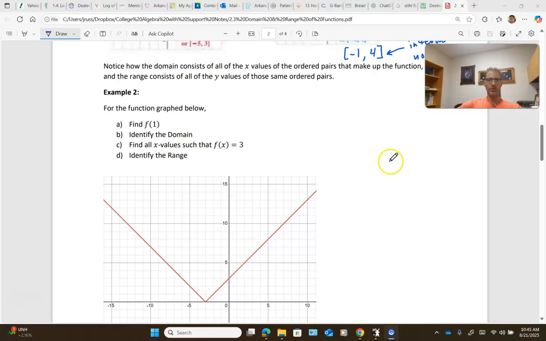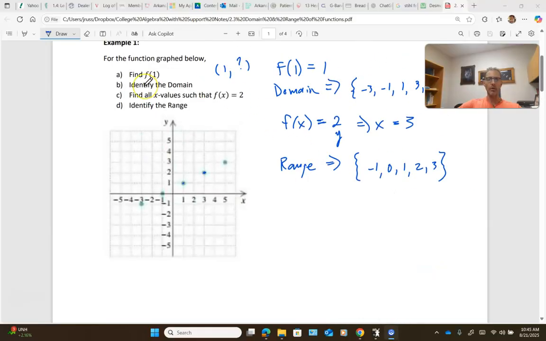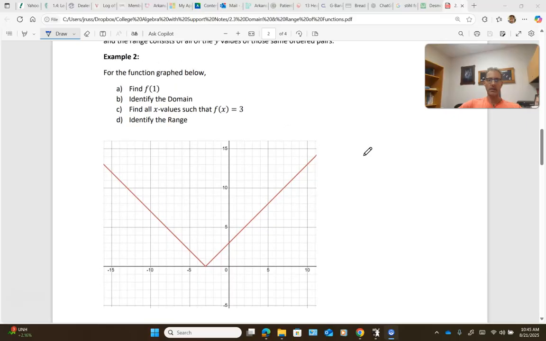So example 2 here. It says for the function that's graphed below, we want to find the value of the function when x is 1. We want to find its domain. We want to figure out what value or values of x give us a function value of 3, and then we want to identify the range again. So this one is like example 1. The only difference is example 1 was a very simple function in that it consisted of only 5 points.